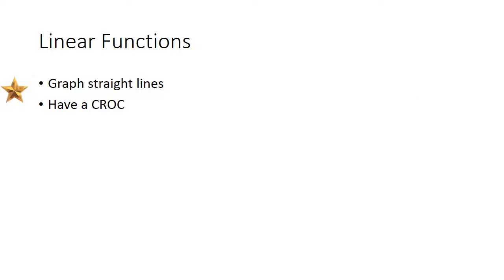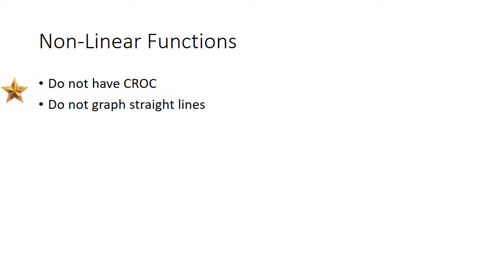Linear functions can be defined as graphing a straight line and having a constant rate of change. All linear functions have these two things happen every time. If the graph of a function is not a straight line, or there is no constant rate of change from, say, a table, then the function is not linear. That is the definition, then, of nonlinear functions. Nonlinear means there is no constant rate of change, and the graph does not make a straight line.